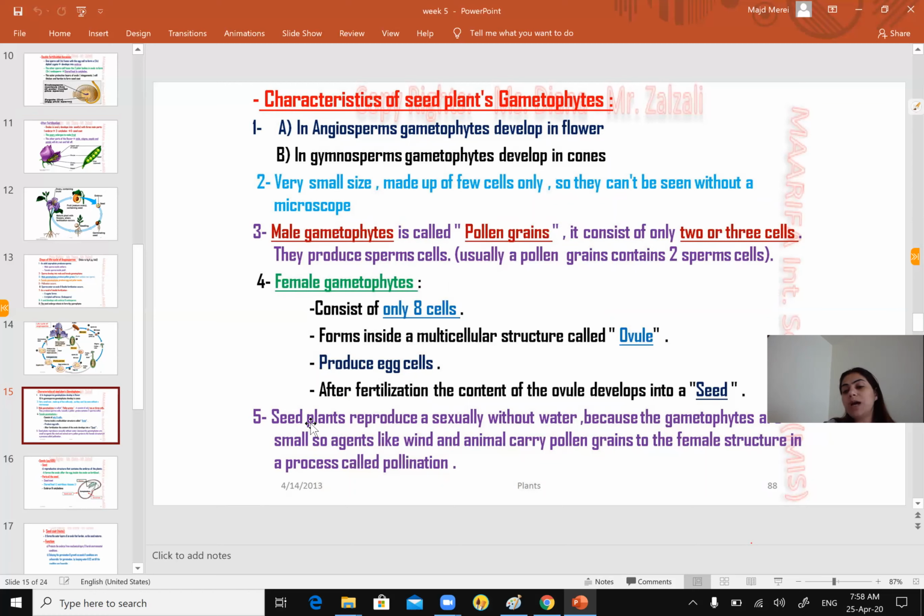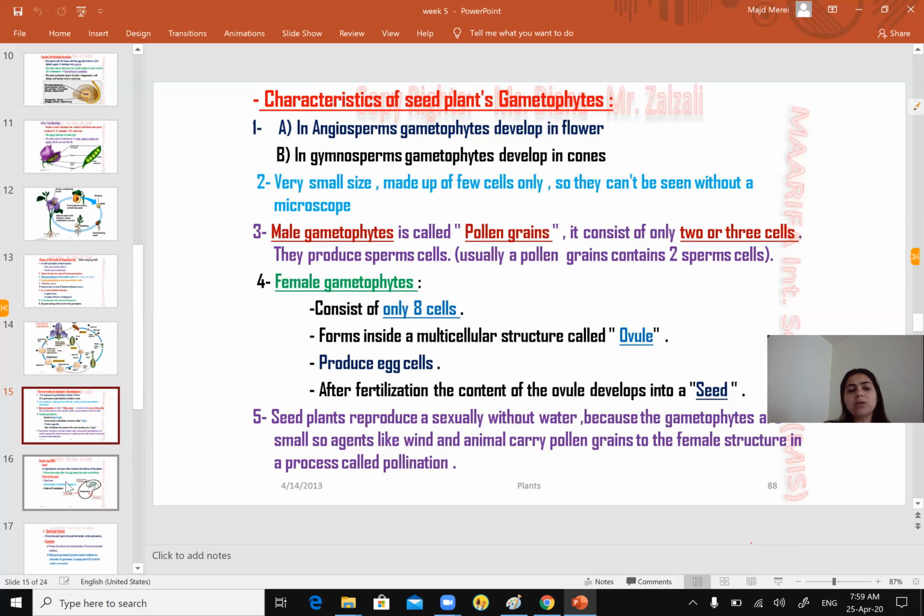Now, how do seed plants reproduce? Do you remember the two types of reproduction? Asexual, in which there is only one parent, and sexual reproduction, with two parents. Of course, here we have male and female, so it is reproducing sexually. But if you remember, as an adaptation, they can reproduce sexually without water. How? Because the gametophytes are so small, they can be carried by wind or animals to the female structure. In this way, we finish the first part, which is double fertilization.